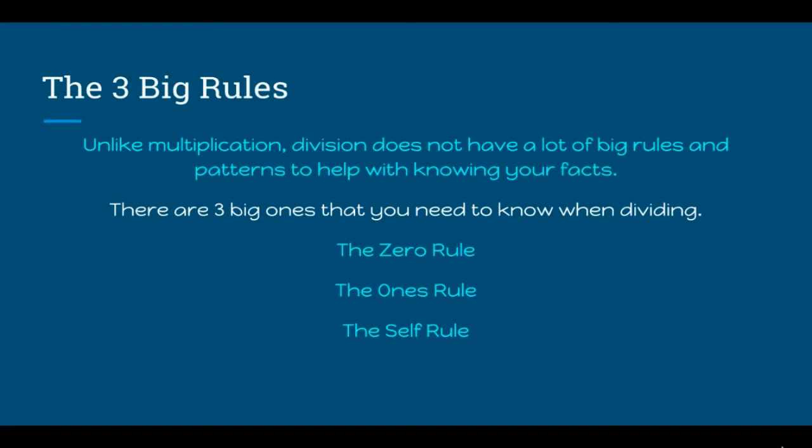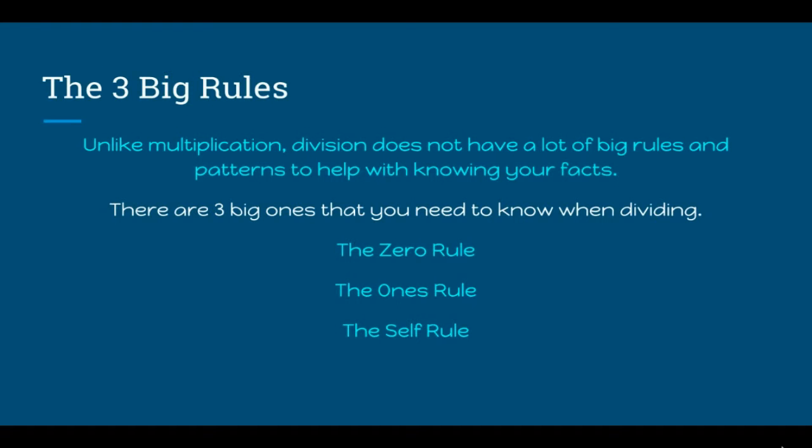So there are 3 big rules that we have to follow in division. Unlike multiplication, division does not have a lot of big rules and patterns to help us know our facts. So that makes these 3 super important. The first one is the 0 rule. The second is the ones rule. And the last one is the self rule.